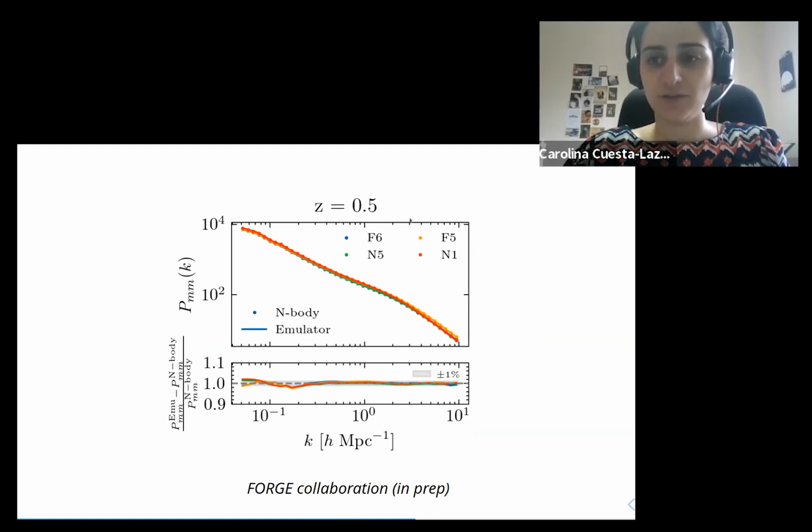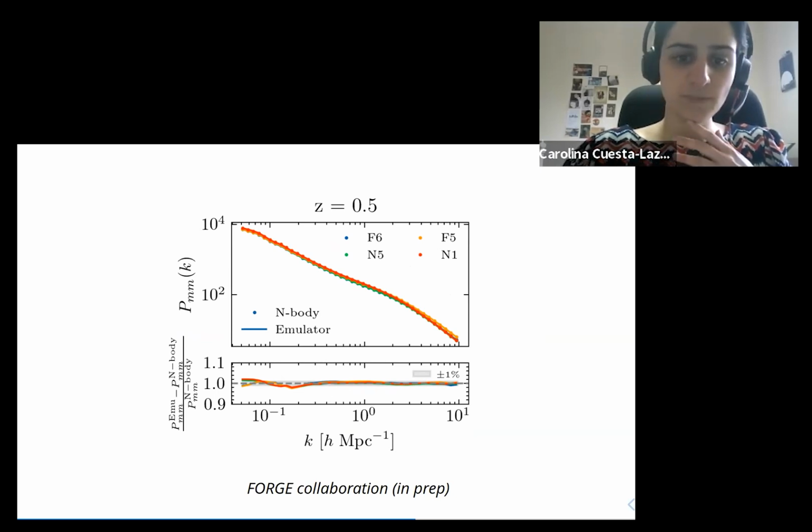So the stronger modifications would be F5 and N1. And you can see that F5 is enhancing clustering on very small scales. And these are scales that will definitely not be, so with perturbation theory, you will not be able to model those scales to 1%. You really need to run n-body simulations and perform such an emulator approach like we've done.